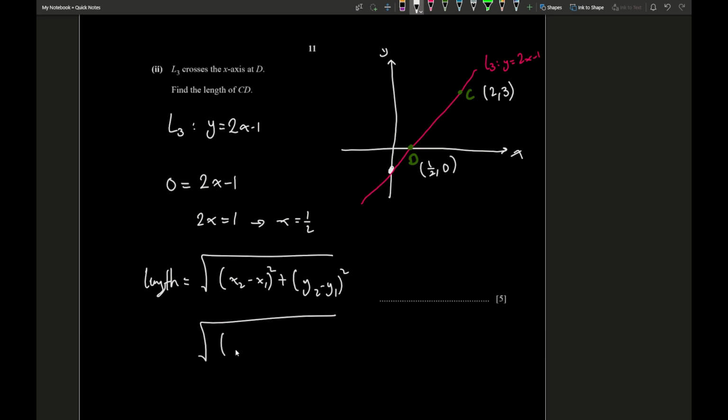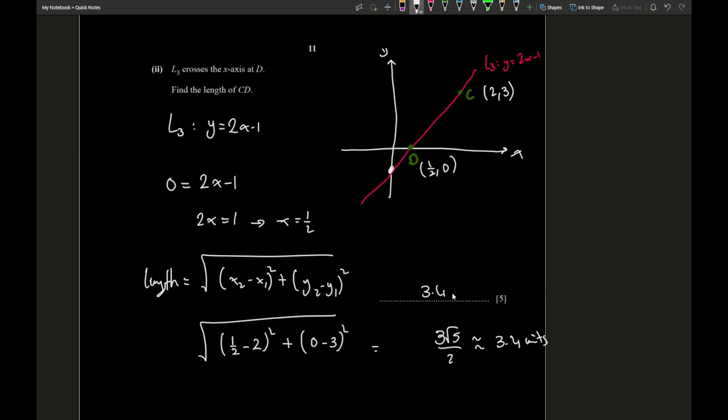For x2, which is half, minus 2 all squared plus 0 minus 3 all squared. Just write that down on your calculator and you should end up with half minus 2 all squared plus negative 3 squared, which is equal to 3 square root of 5 divided by 2, which is approximately equal to 3.4 units, rounded to one decimal place.